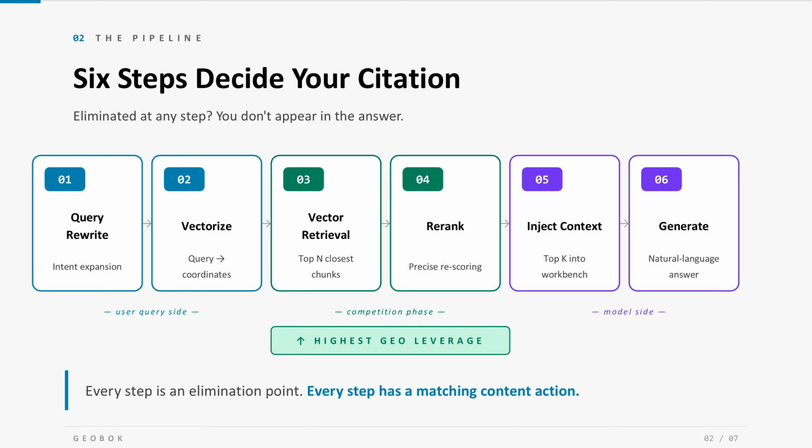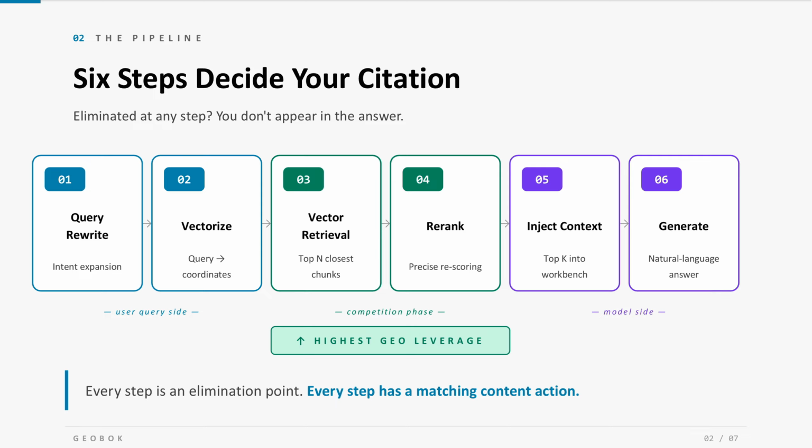Here are the 6. Step 1. Query understanding and rewriting. The system interprets intent, expands, and rewrites the user's question. Step 2. Query vectorization. The rewritten query becomes a vector in semantic space. Step 3. Vector retrieval. The system compares the query vector to all indexed content chunks and returns the top n closest. Step 4. Re-ranking. A more precise model rescores those top n candidates and picks the final winners.